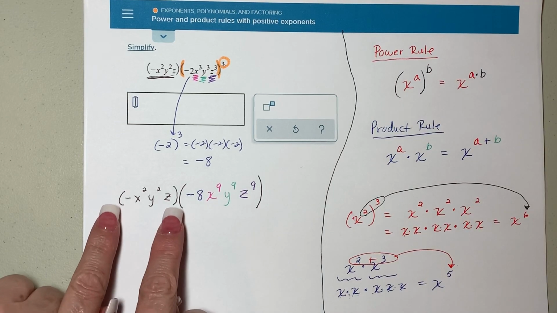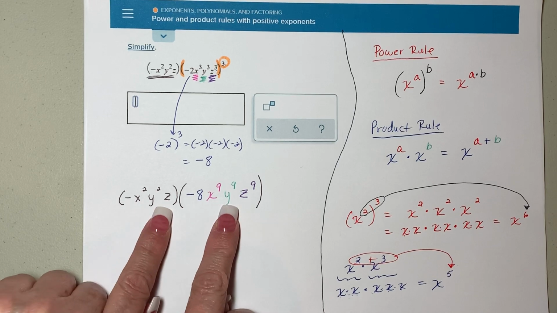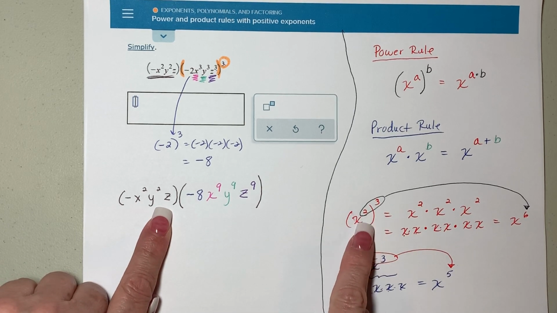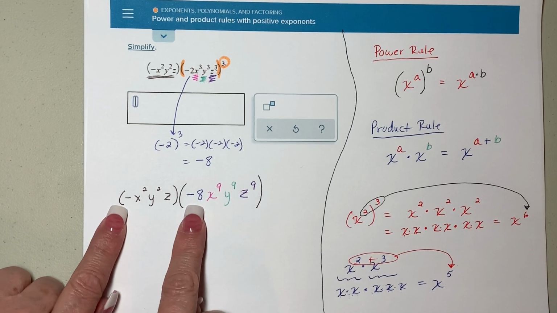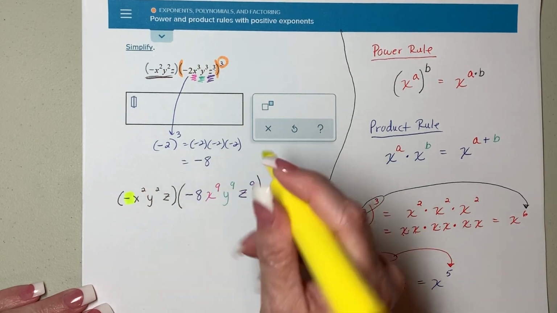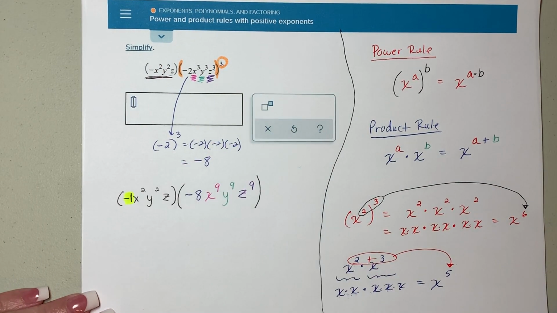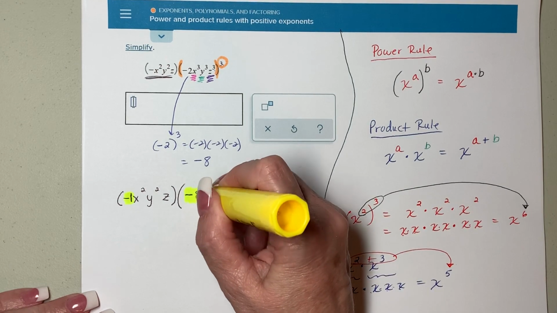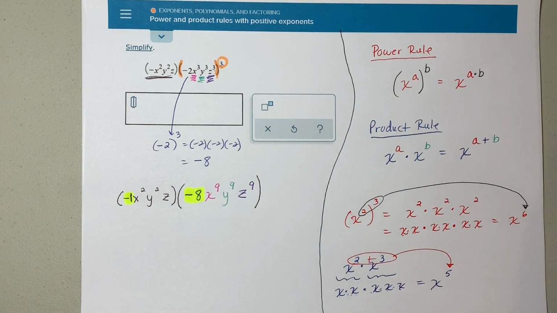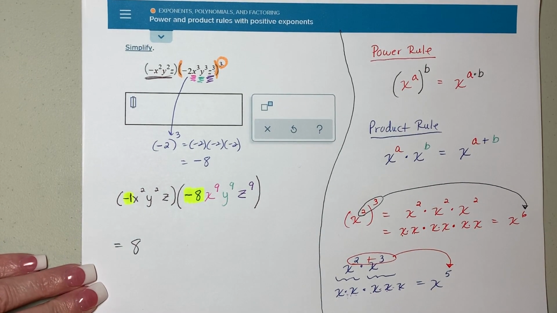But now when I go to do my parentheses times my parentheses, I'll be taking an x times an x, a y times a y, and a z times a z. I'm going to use this rule right here 3 times. But I also have coefficients. I'll just have to multiply those the way I normally do. You're going to take this negative sign, which technically is a negative, invisible 1, and you're going to multiply that times this -8. A -1 times a -8 is going to equal a +8.